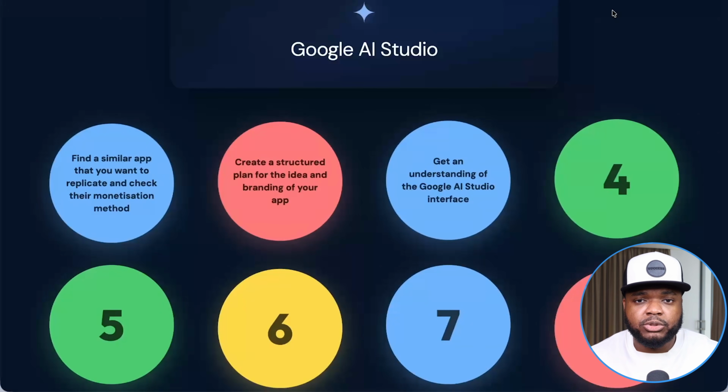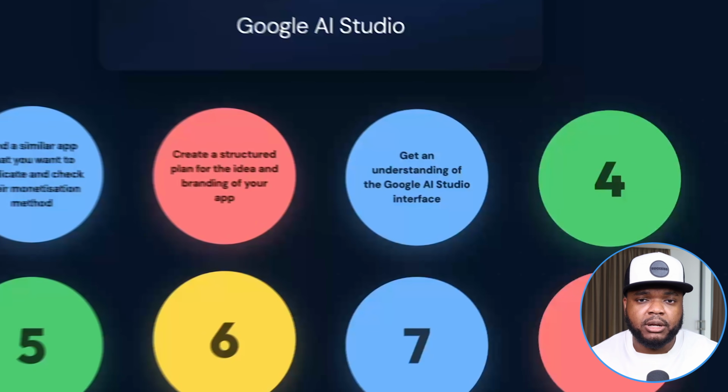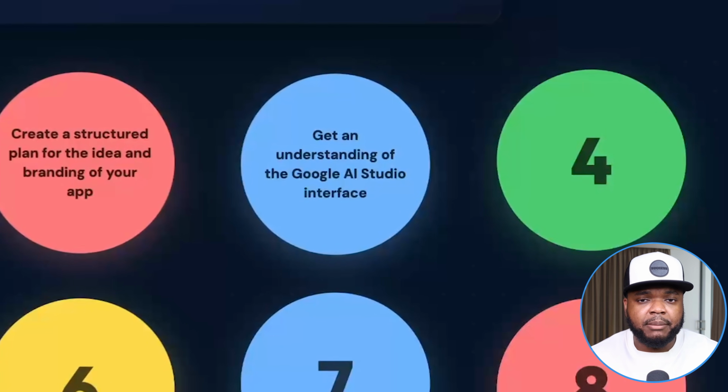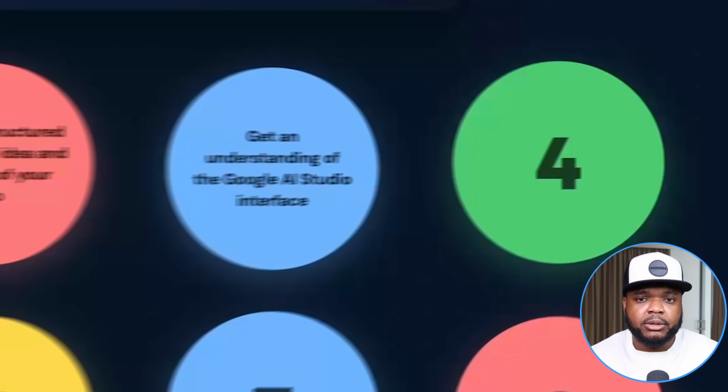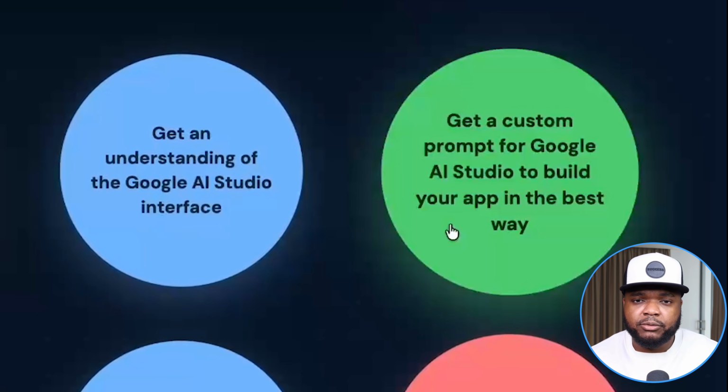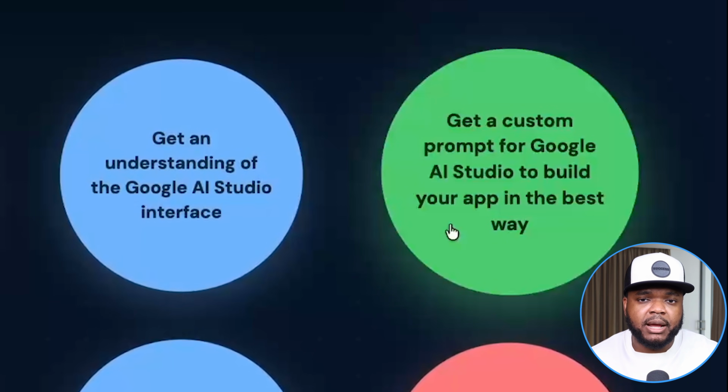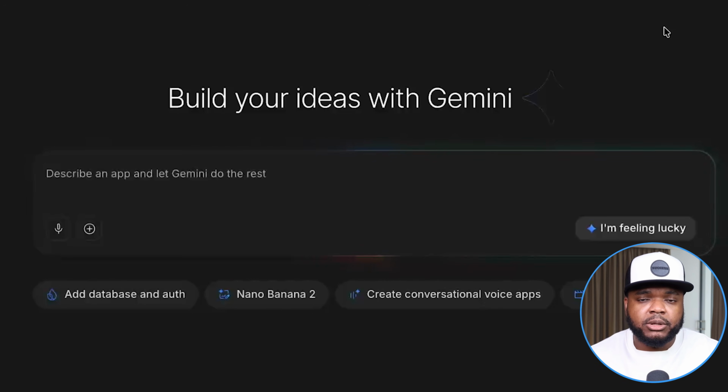But this now brings me on to the next thing that you're going to need to do when it comes to executing this entire plan of being able to build the app that you're going to build, which is that you need to get a custom prompt for the Google AI Studio to build your app in the best possible way. So this right here is going to be the interface where you're going to enter your prompt, and you're going to be able to build your ideas using the Google AI Studio. If you didn't know, it's powered by Gemini, and you're going to be able to build what you want to build with the latest version of Gemini.